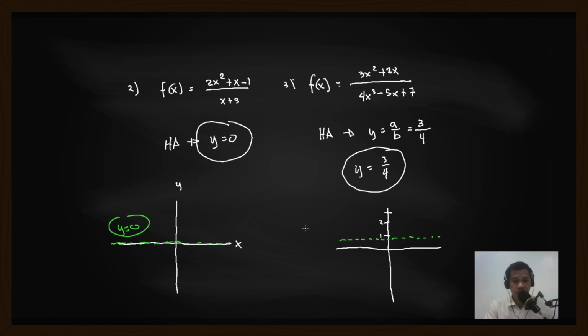So again, to find the horizontal asymptote, we need to check the three conditions. The first one, if m is greater than n, then we have no horizontal asymptote. For number 2, if m is less than n, then our horizontal asymptote is at y is equal to 0. And the last one, if m is equal to n, then we divide the leading coefficient in the numerator over the leading coefficient in the denominator. So that is the process in finding the horizontal asymptote in a given rational function.